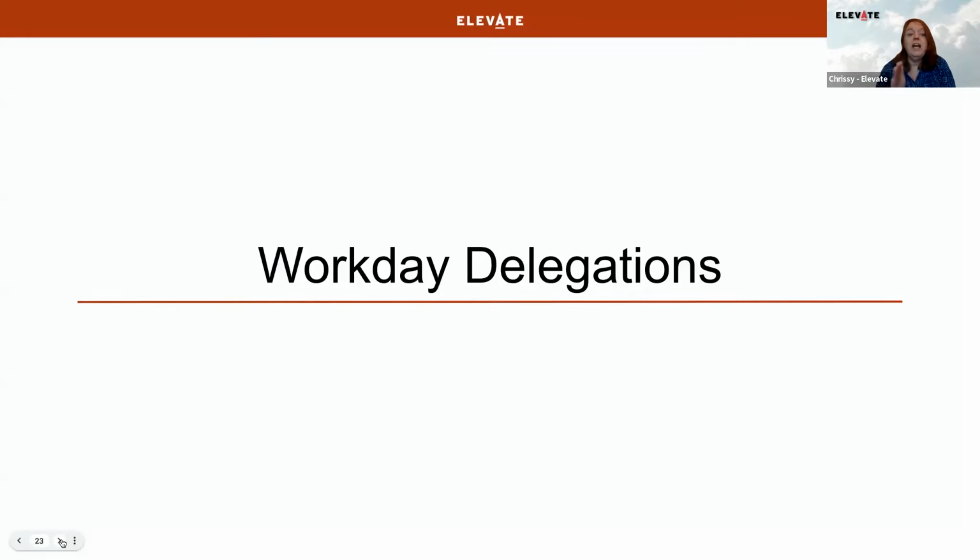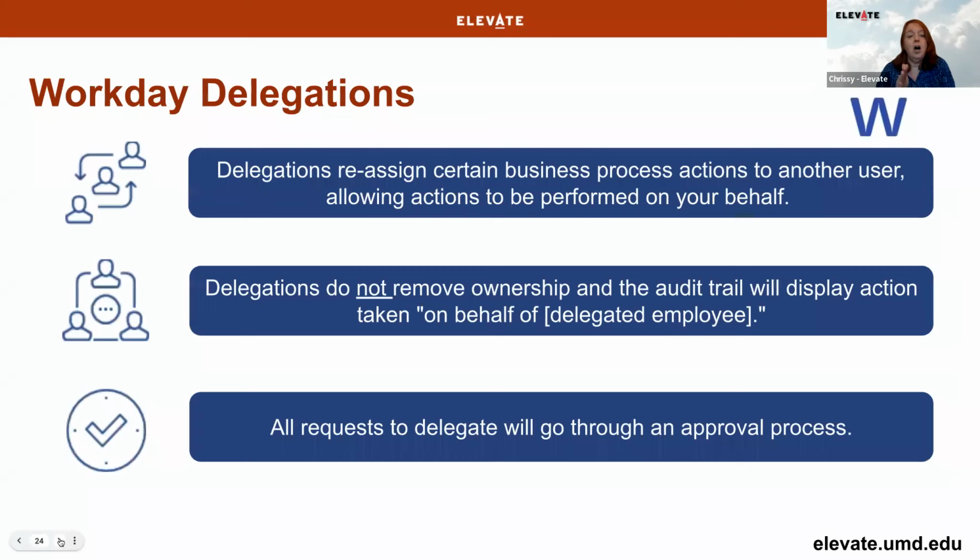That's okay. Workday has built into the system a way to handle this. And the way they handle it is with delegation. So a delegation is a way that you can reassign certain business processes to another user, so actions can be performed on your behalf. This is not going to be automatic. There's an approval process that's going to accompany this, and the ownership won't change. It'll be Susie taking action on behalf of Martha.